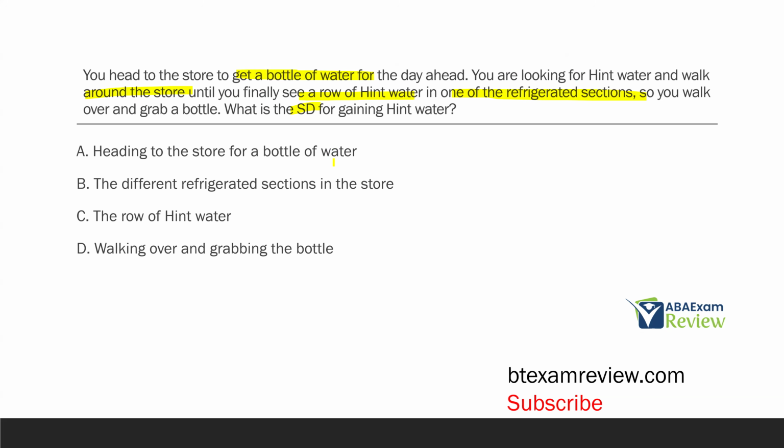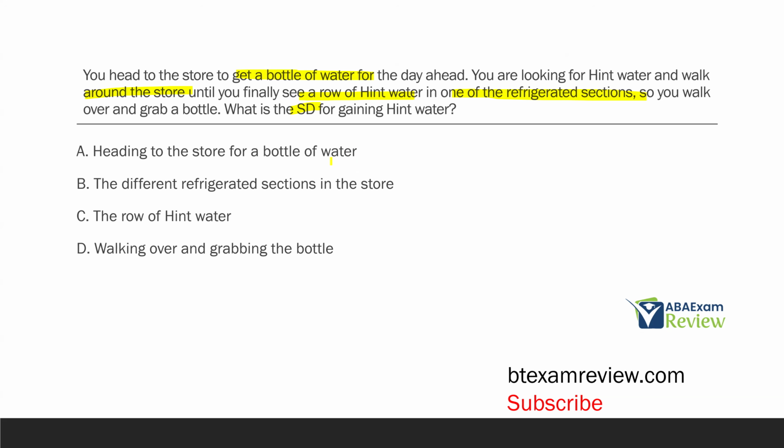A, heading to the store for a bottle of water. Now, let's say you go to the store and they have no bottles of water. There is no SD for water. The store is not necessarily going to be the SD for water, because just because you see a store doesn't mean the water is available. The SD signals the availability of the consequence.